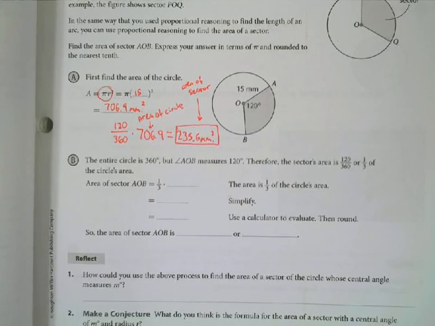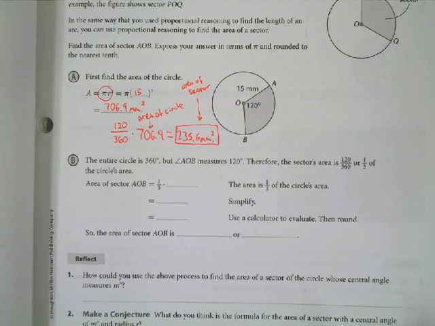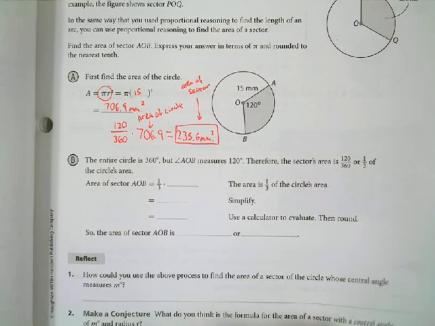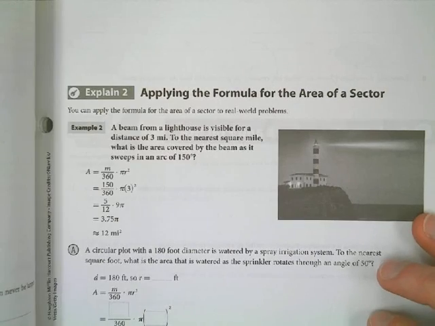And that's basically it. You just take the area formula, like we took the circumference formula, and you put the degree measure over 360 in front of it, and that then gives you the area of the sector. All right, so let's jump over here to try another one.